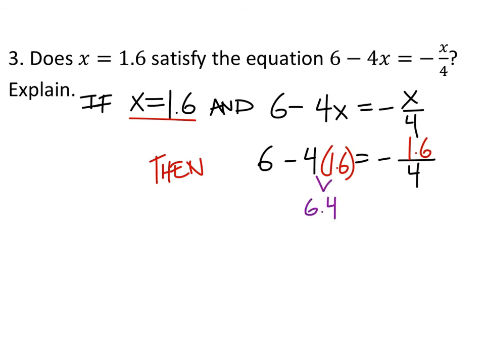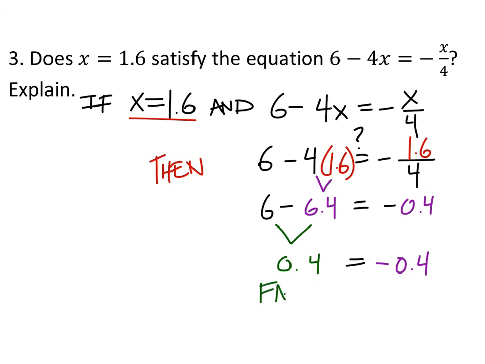And then I've got the division on the right side of the equal sign. 1.6 divided by 4 would be 0.4. Of course, I still got that negative in front. And we're just seeing if this is equal. So 6 minus 6.4, does it equal negative 0.4? 6 minus 6.4 is negative 0.4. Does that equal a negative 0.4? Nope, that is false. And since it is false, the answer to this question is no.